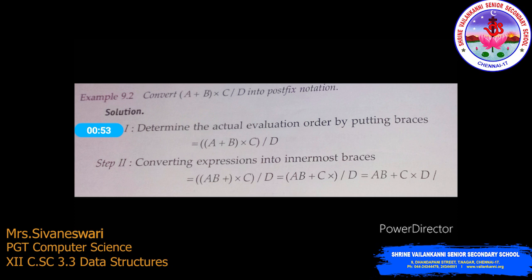Now the innermost bracket should be converted first. A plus b is converted to ab plus. Now we have star c, so c star, and one bracket is removed. Then slash d should be put in as d slash. So ab plus c star d slash. This is the postfix expression, and this is how we convert it.